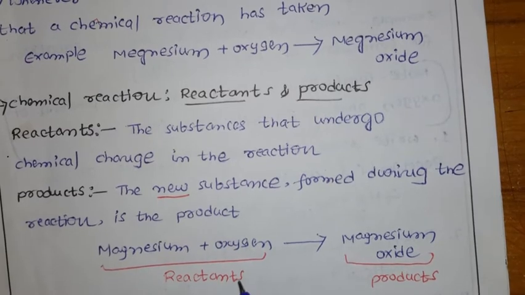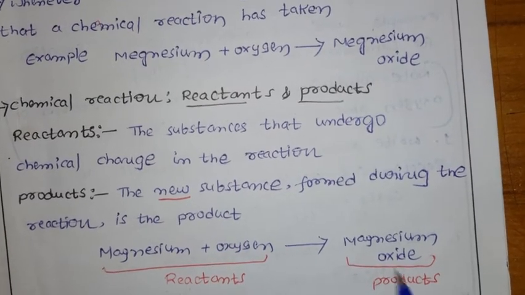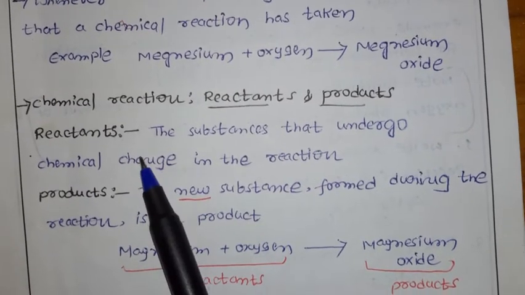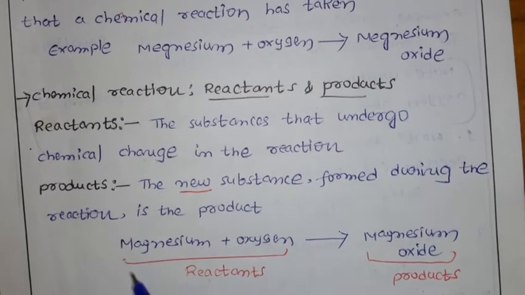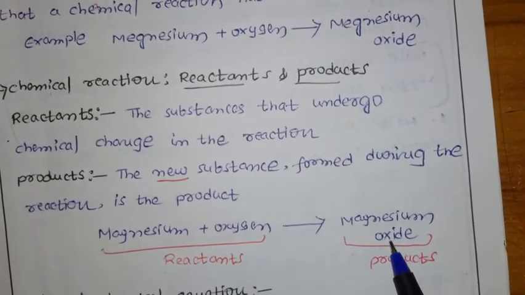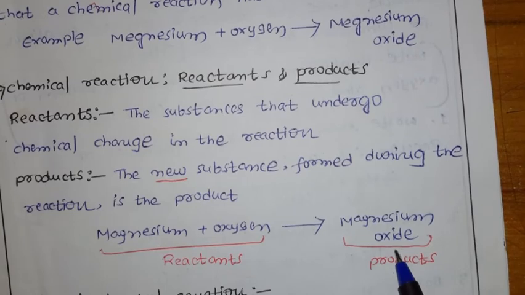Simply, at the left hand side we have the reactants, and at the right hand side we have the products. So in chemical reactions we have reactants and products. Reactants are the substances which undergo chemical change. In this case, magnesium and oxygen undergo the chemical change, and on the product side, the new substance which is formed is called the product.